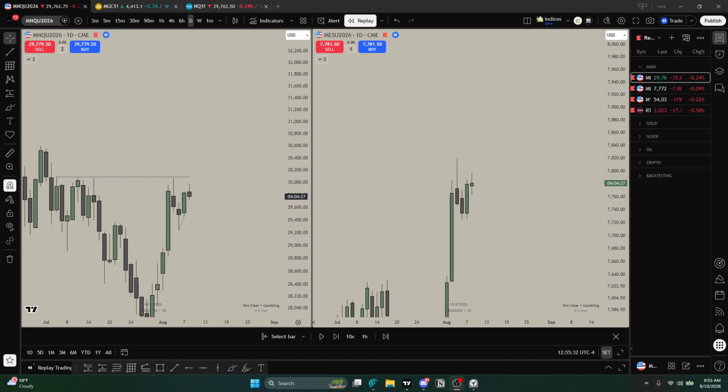Simple loss, valid loss. I didn't lose much. It wasn't even max risk, only $200. I'm not really salty about it. So, good, onto the next day.